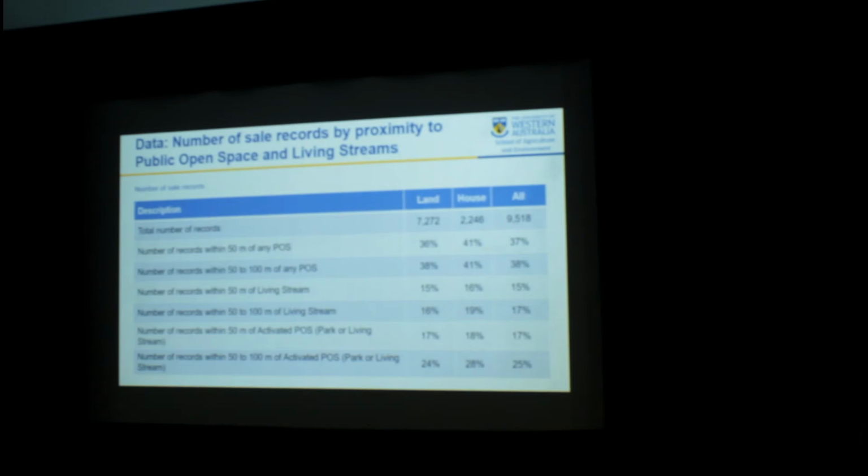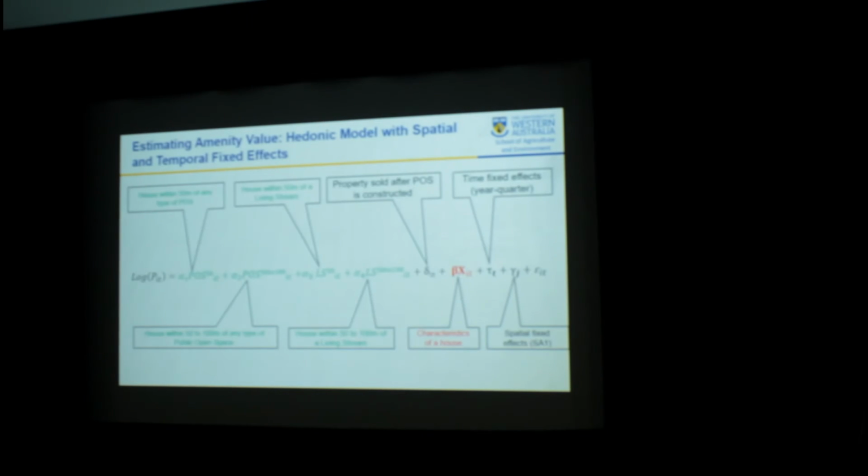Okay, so you see within 100 meters, more than half of houses, two-thirds of houses, are within 100 meters of some public open space. Okay, and this is the equation.